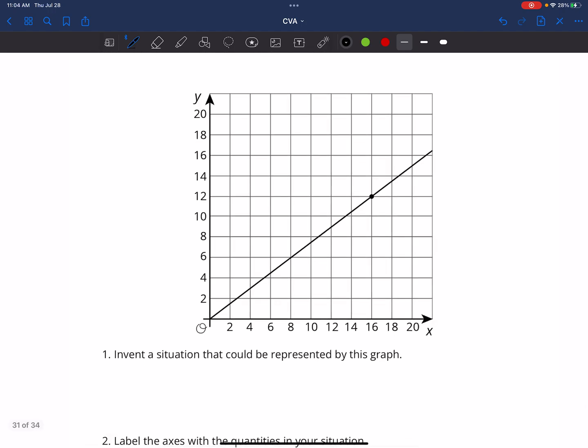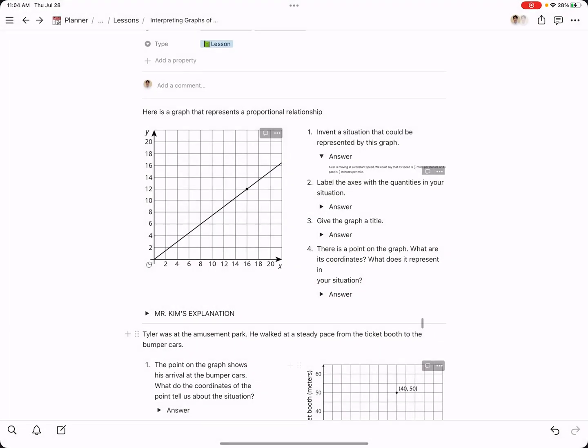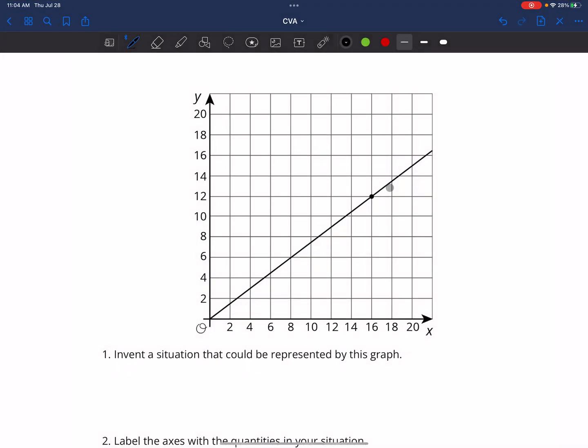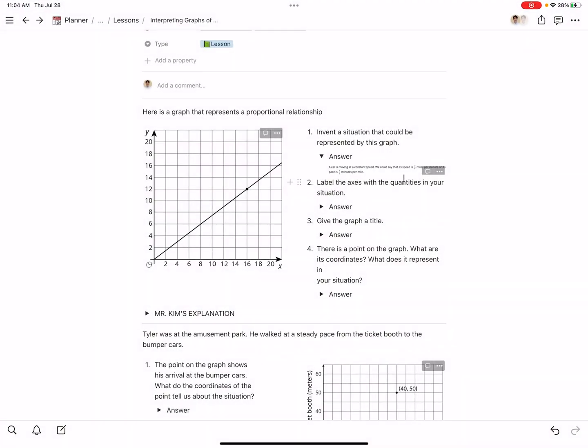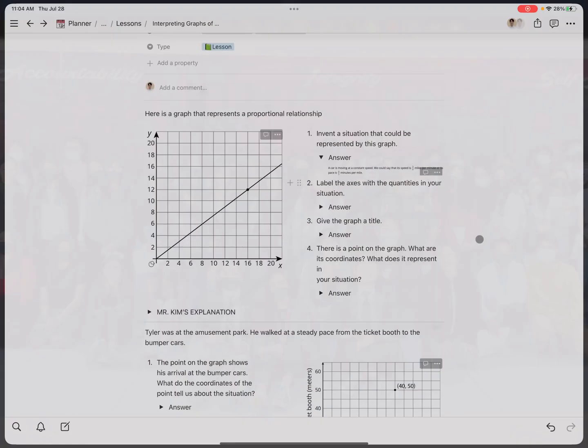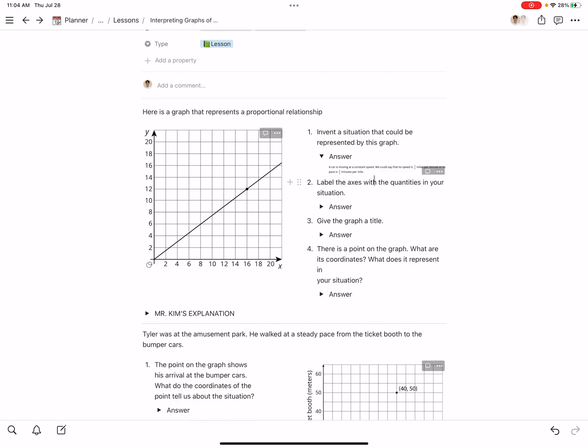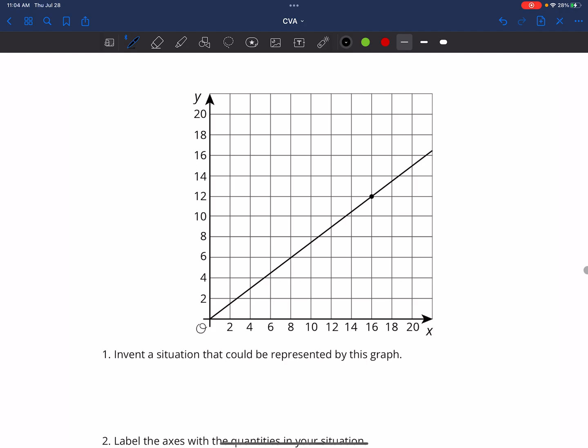So this x represents probably hours. Actually, what did they say here? Probably minutes. Miles per minute. Okay, well, this is some fast car. That is a really fast car. Okay, well, I guess we'll just go with that.